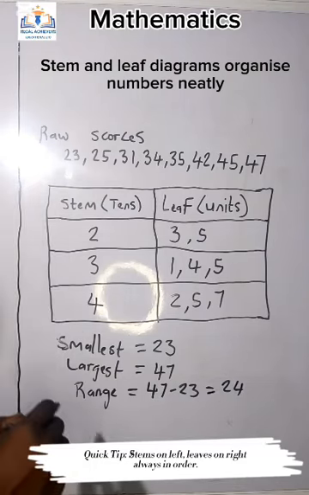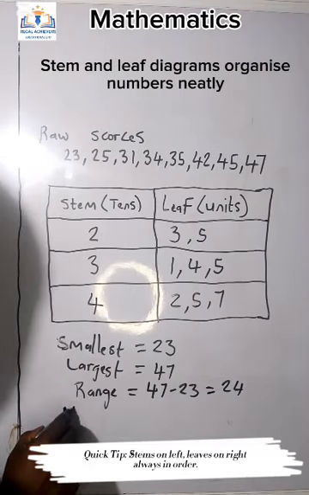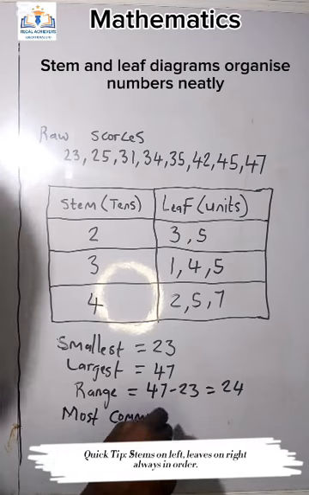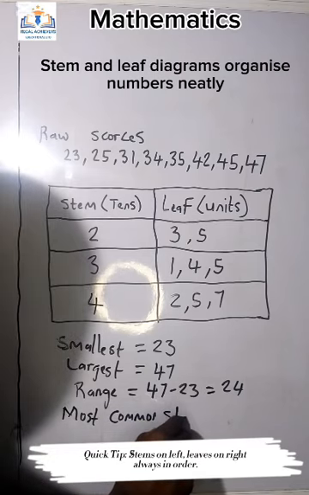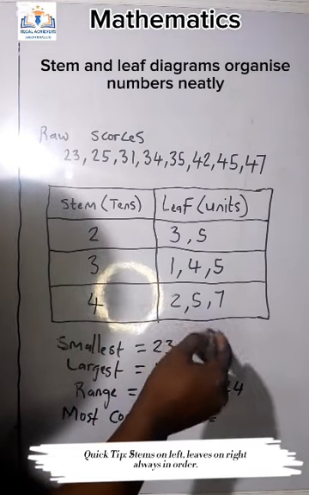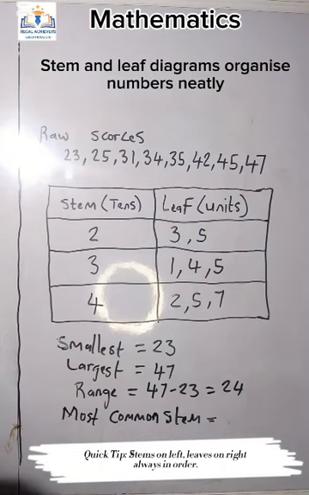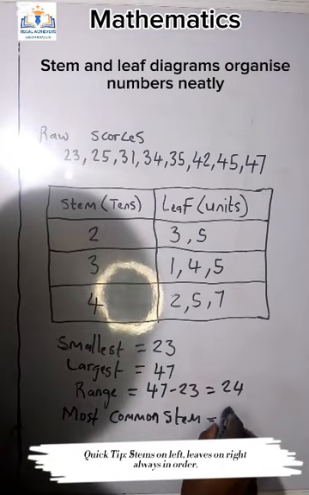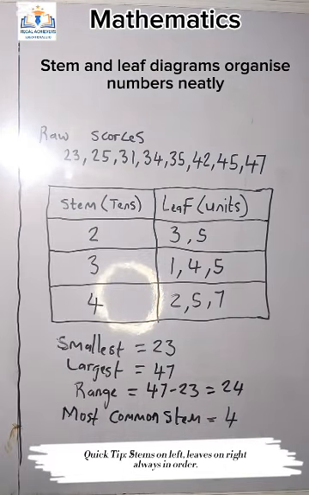Alright, so we can also look at the most common stem. The most common stem, if you look at the values, is 4: 42, 45, 47. If you add it together, you know that that's the most common stem. So that is 4.